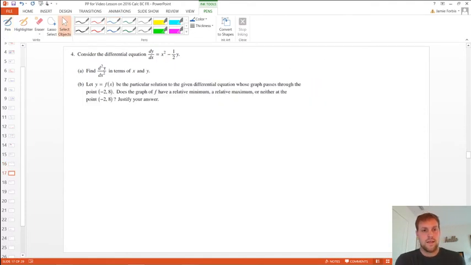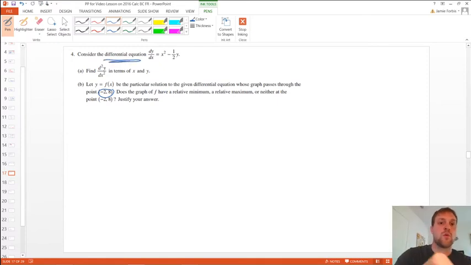B says, let y equal f of x be a particular solution. So we got some solution to this differential equation whose graph passes through the point -2, 8. So I got -2, 8 is on my function. And it says, does the graph of f have a relative min, a relative max, or neither at the point -2, 8? Now, to figure out if we have a max or min, we have 2 tests we can do. We have the first derivative test and the second derivative test.